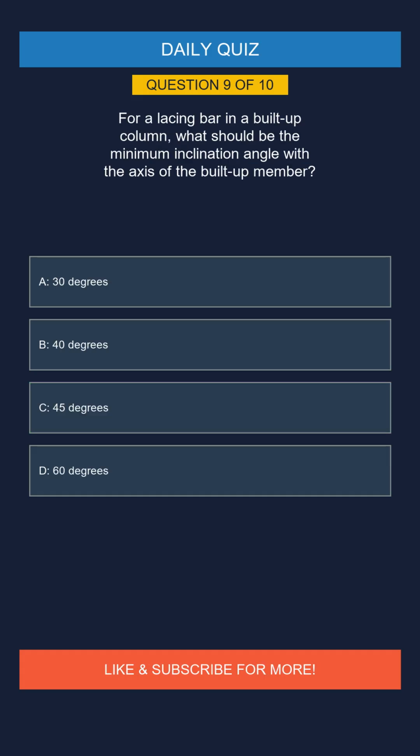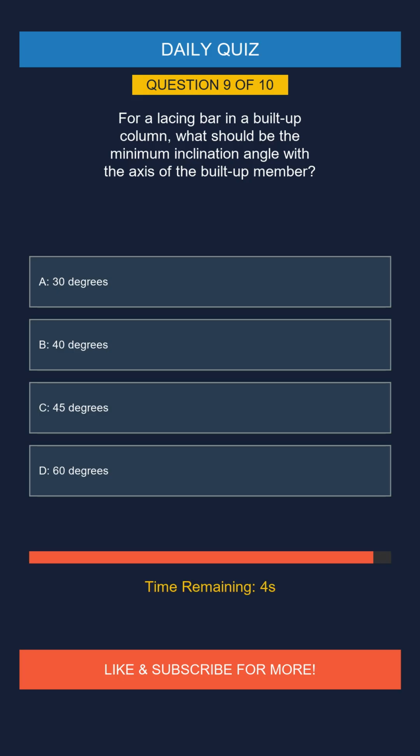Question 9. For a lacing bar in a built-up column, what should be the minimum inclination angle with the axis of the built-up member? Option A, 30 degrees. Option B, 40 degrees. Option C, 45 degrees. Option D, 60 degrees.